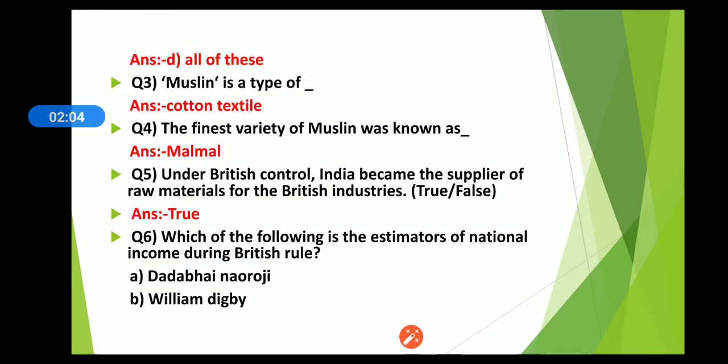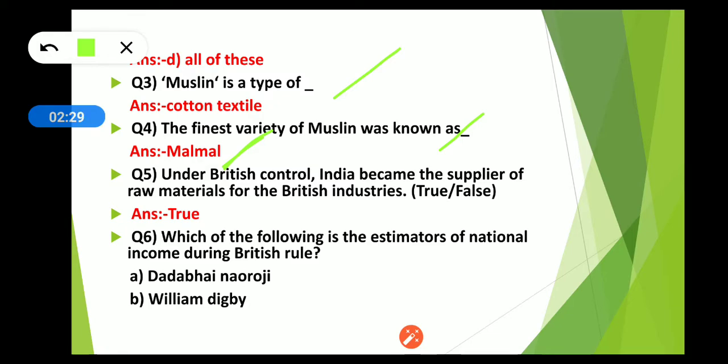Next, question 3. Muslin is a type of cotton textile, and it was produced in Bengal. So what is muslin? Muslin is a type of cotton textile. Question number 4. The finest variety of muslin was known as malmal or malmal khas also.